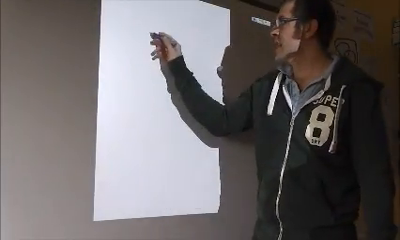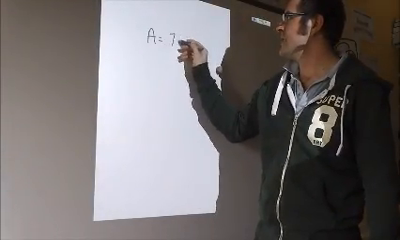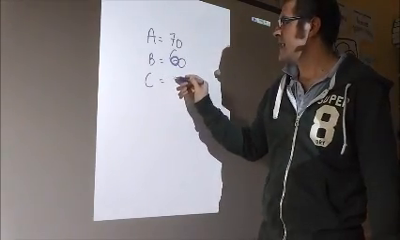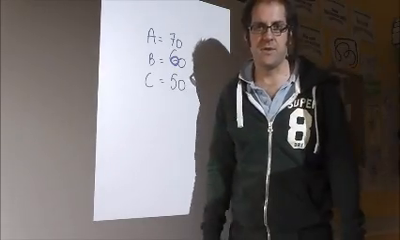Okay, add up your marks. You're roughly looking for an A, which is 70, B is about 60, and a C is 50 or so. So there we go.